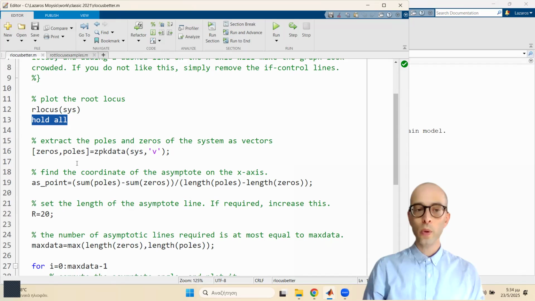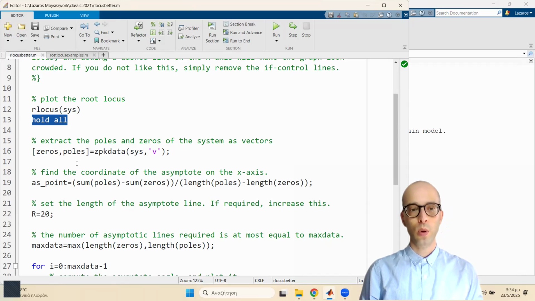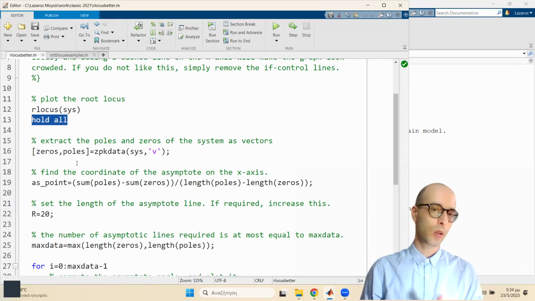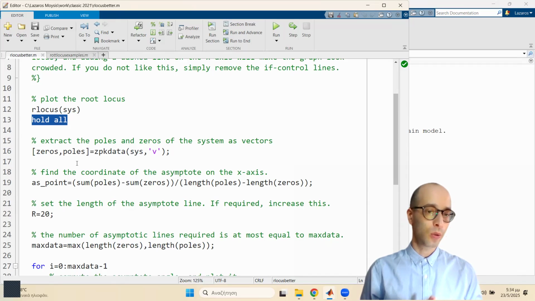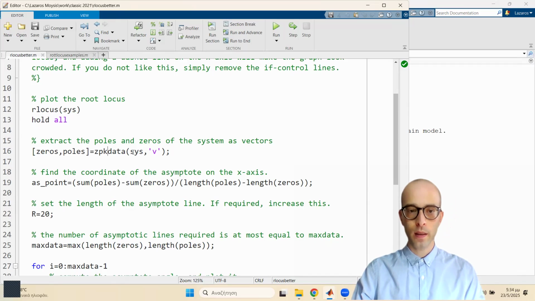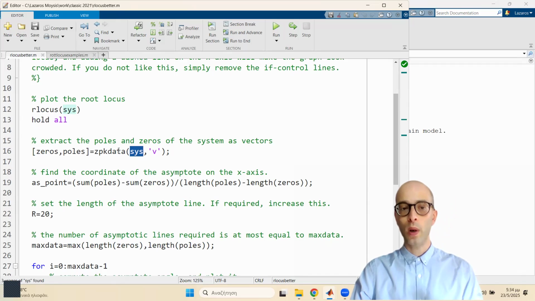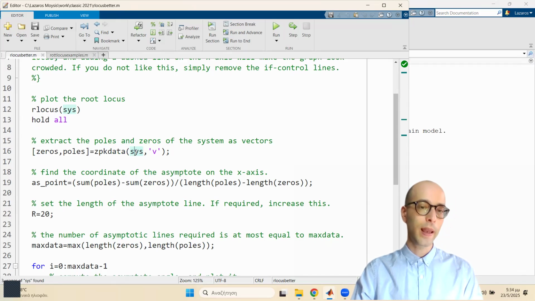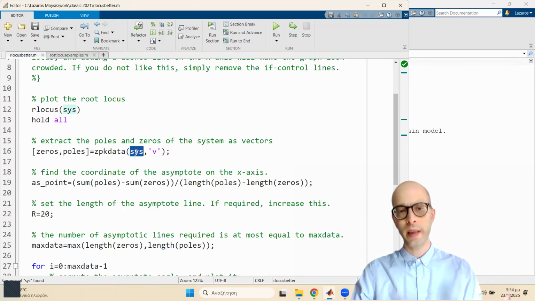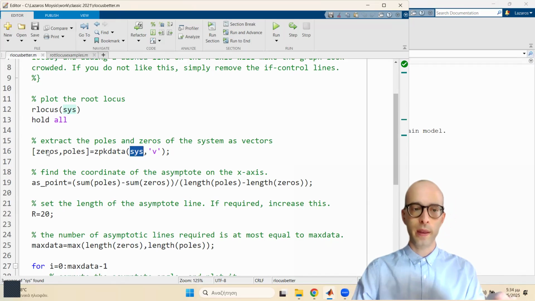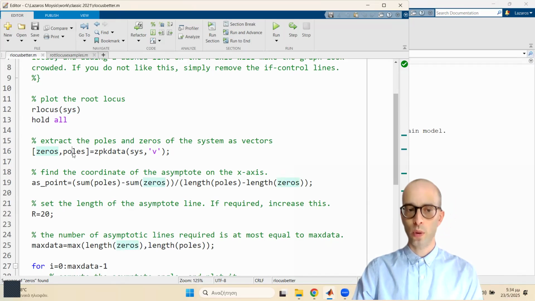Now, in order to compute the asymptotic lines that the root locus follows, we need the poles and zeros of the system. To do so, I have ZPK data from the system. What this function does is take the system at hand, either in ZPK or in transfer function form, and return in two different variables the zeros of the system and the poles of the system.